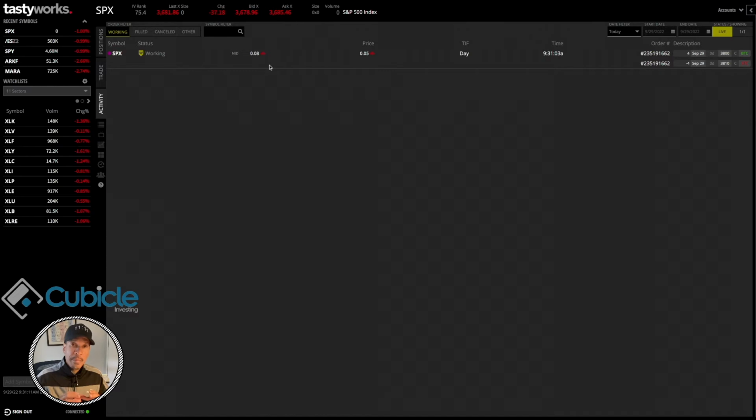So I'm looking to buy it back for less than the credit I received for selling the option contract, or in this case, the vertical call credit spread. I sold each contract for 55 cents, so I'm looking to close it out. I'm looking to buy it back for 5 cents, which is really $5 because every option contract controls 100 shares.